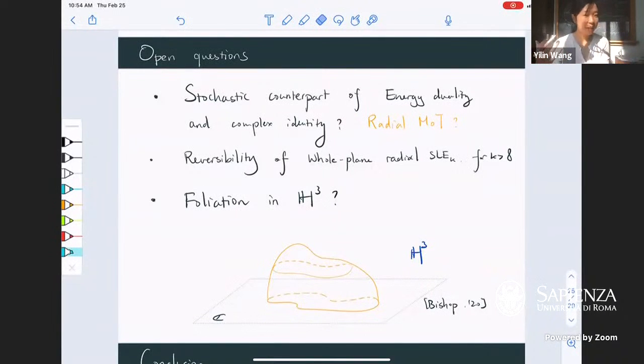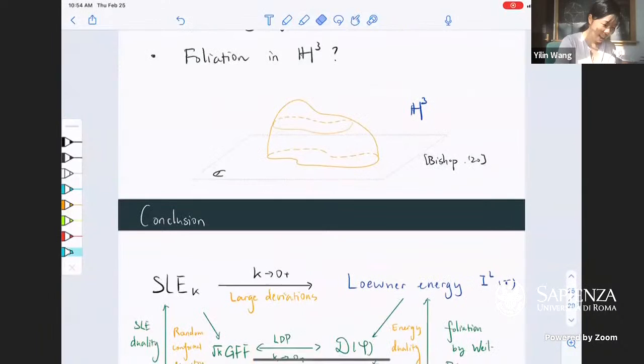Also, we can ask about what is the probabilistic version of that. This is completely unknown.